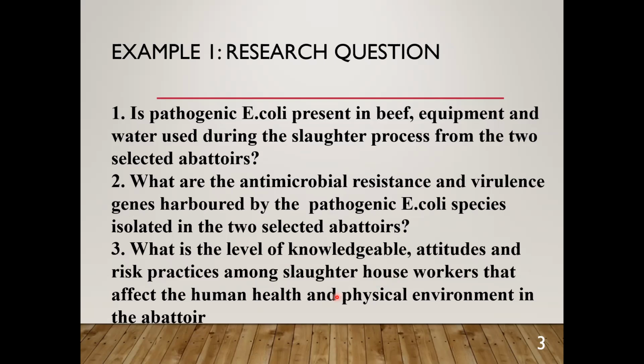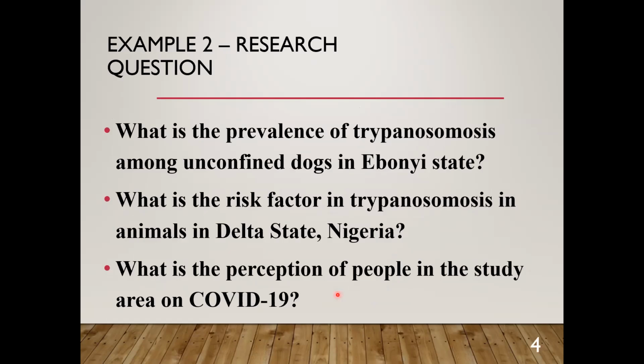So in the analysis of your research questionnaire, you must be able to establish which one is appropriate for the use of your questionnaire. And the next thing, we have another example here. We have: what is the prevalence of trypanosomosis among unconfined dogs in Ebonyi? Of course, a question on prevalence will be more of experimental work, while that of risk factors associated with it in Delta State would be a kind of research question that a questionnaire can help us to answer.